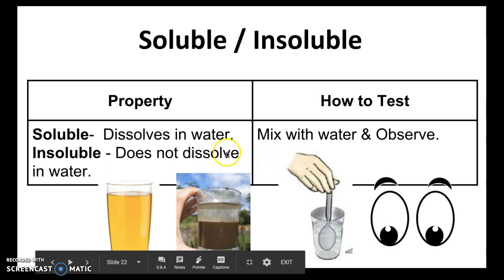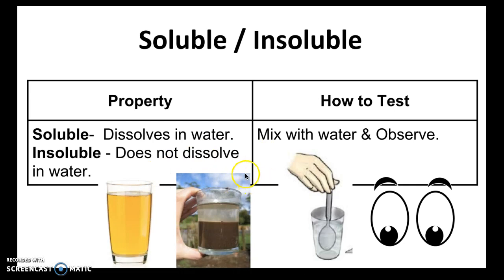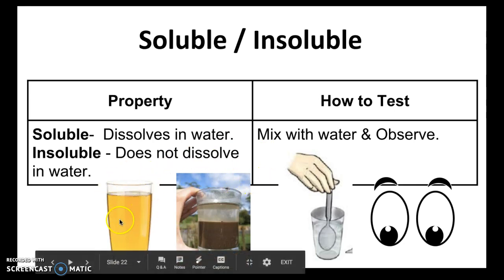So the way we test for soluble or insoluble is we mix it with water and observe. We would say the juice mix is soluble because it dissolves in water, and the sand is insoluble because it does not. And you can tell it's insoluble because you can see the water and you can see the sand.